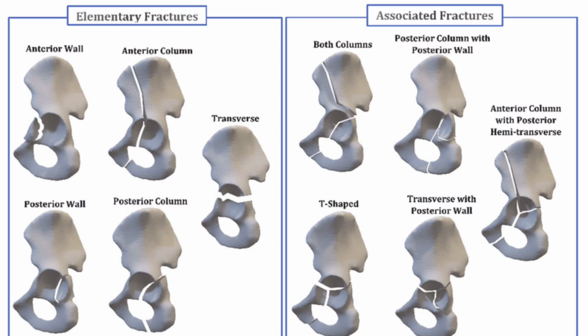2. Anterior column, a fracture involving the front part of the acetabulum extending into the iliac wing. 3. Transverse, a horizontal fracture dividing the acetabulum into superior and inferior parts. 4. Posterior wall, a fracture involving the back part of the acetabular wall. 5. Posterior column, a fracture involving the back part of the acetabulum extending into the ischium.